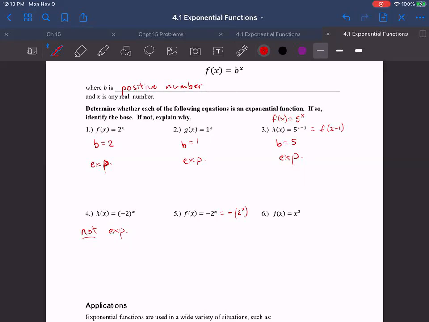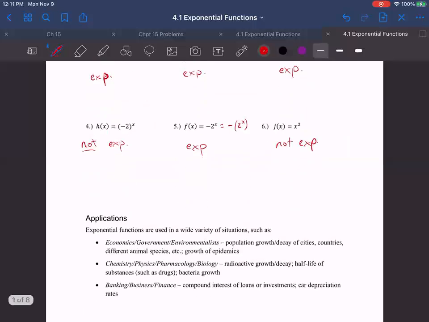And then the last one is x squared. Oh wait, so this one is exponential, and this one is not exponential. That one, the base is the variable and the exponent is a constant, so that's not our exponential function there.